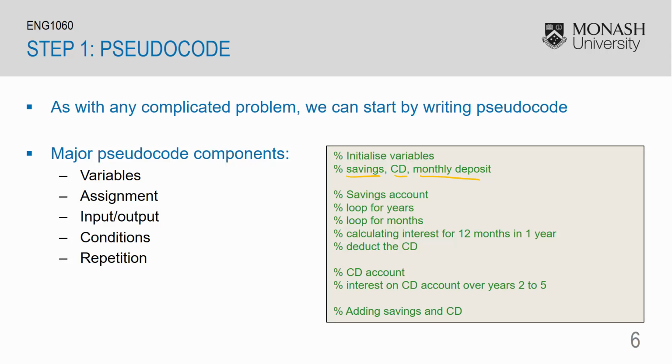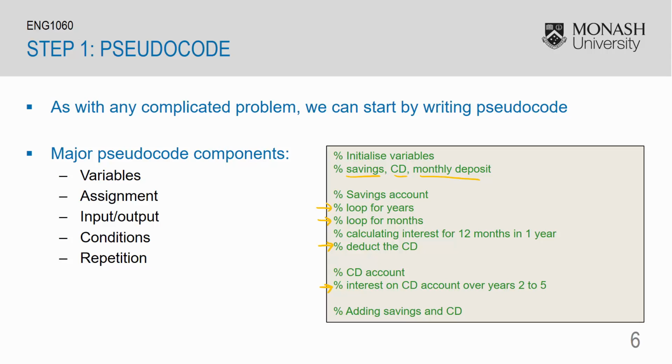I then need to do some calculations with my savings account, needing a loop for my years because there are different monthly deposits depending on the year. But also I need to loop for my months because my interest is compounded monthly. So there are 2 loops that I can foresee. I also need to deduct the CD at the end of each year. That's for my savings account. For my CD account, I need to calculate the interest on the CD account over years 2 to 5.